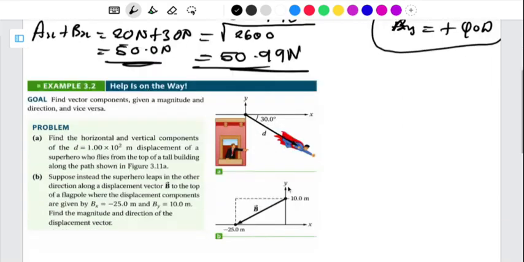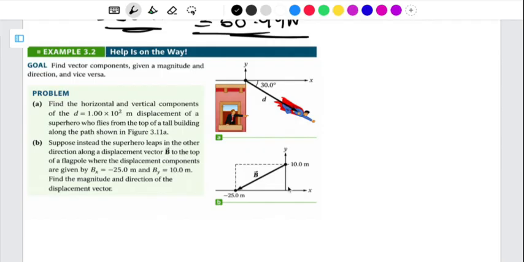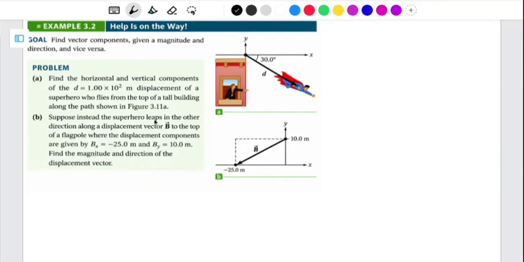Now let's try to look at this example. In this example, the goal is to find the vector components given a magnitude and direction and vice versa. So the problem, here we have been given a free body diagram. So in the test or in an exam, maybe they are not going to give you the free body diagram. You have to draw for yourself. So question A is saying find the horizontal and vertical components of the D, which is 100 meters displacement. So here we are dealing with a vector which is displacement, which is measured in meters, of a superhero who flies from the top of a tall building along the path shown in figure 3.11a.